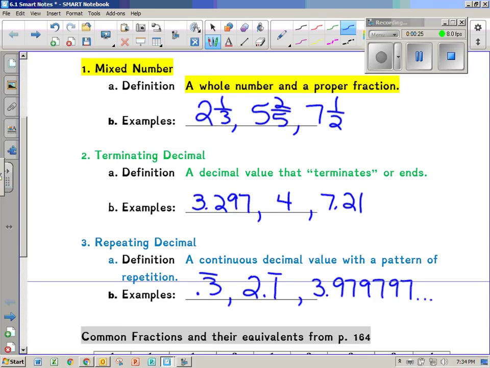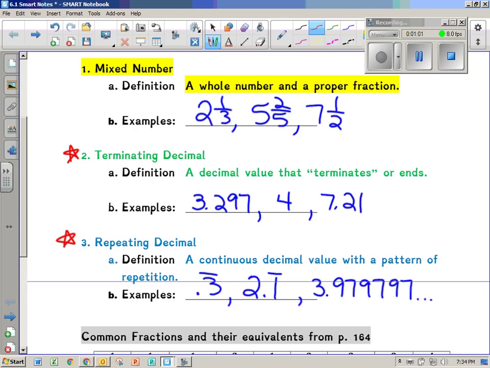Mixed number, you're already familiar with that from our previous unit. I've written down a few examples you should add to your notes. But these phrases right here, a terminating decimal and a repeating decimal, you may be a little less familiar with. A terminating decimal just means that it ends. That's what the word terminates means. So, given a few examples, even a number like 4, which is a whole number, is considered a terminating decimal. It's as if we had 4.0 after it.